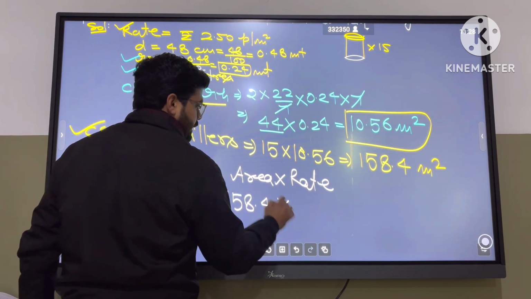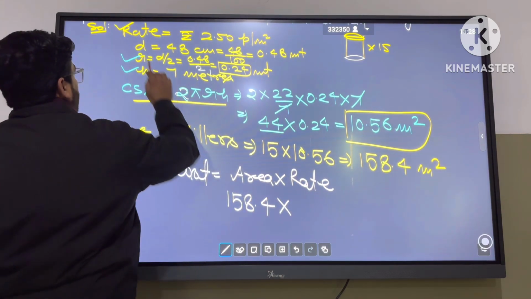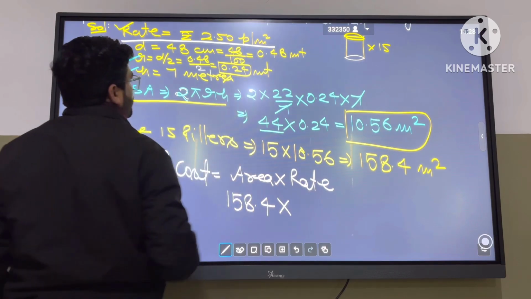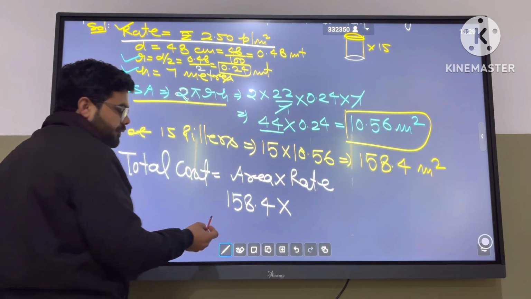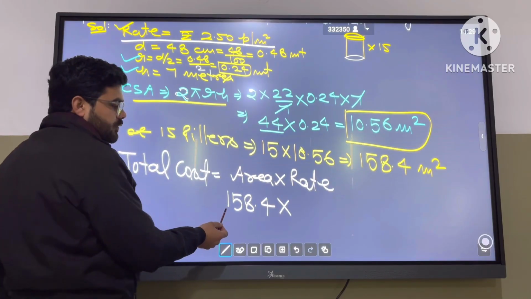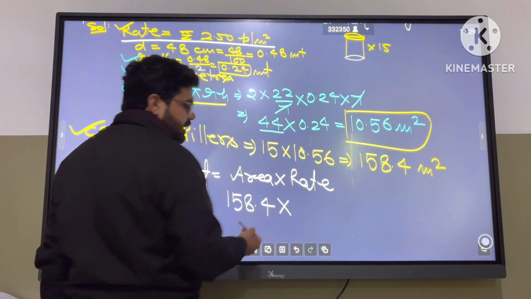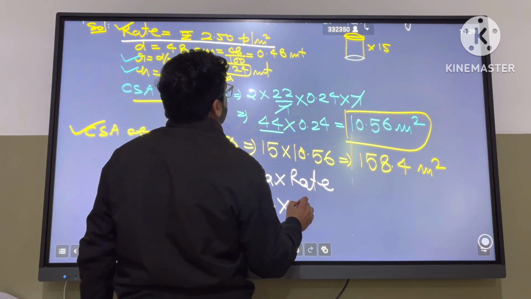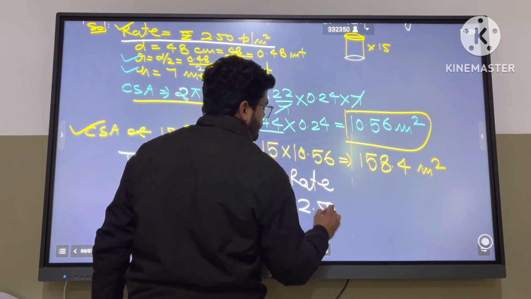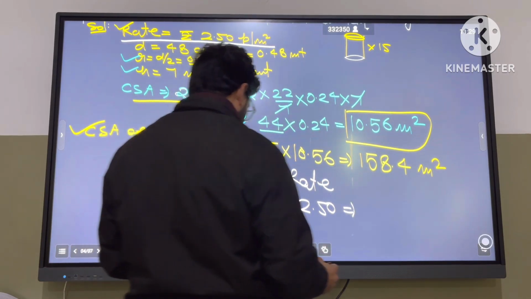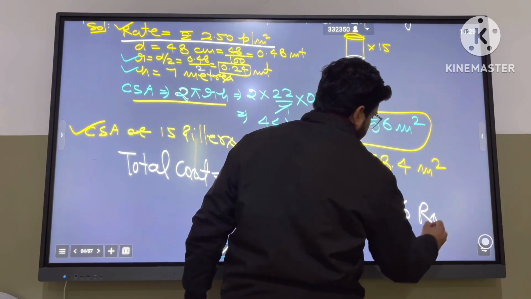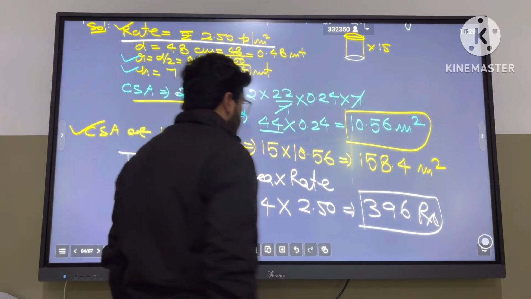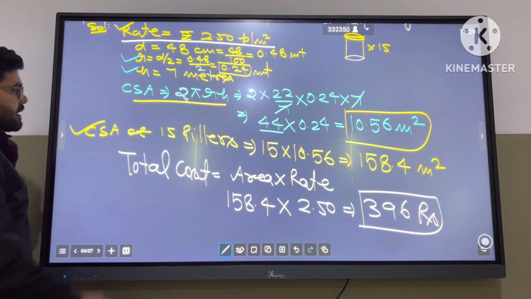158.4 into the rate. So the rate given in this question is 2.50 per meter square. The total area of 15 cylindrical pillars is 158.4. So 158.4 into 2.50. So the final answer for this question is ₹396. And this is in rupees. This is the final answer.